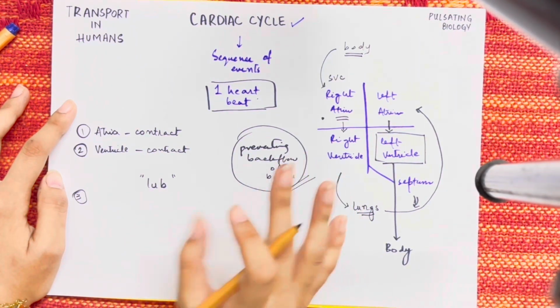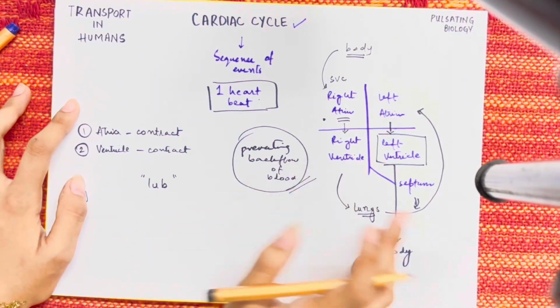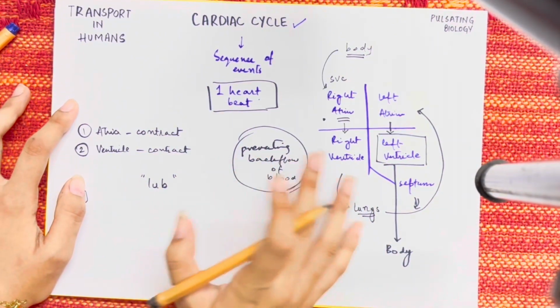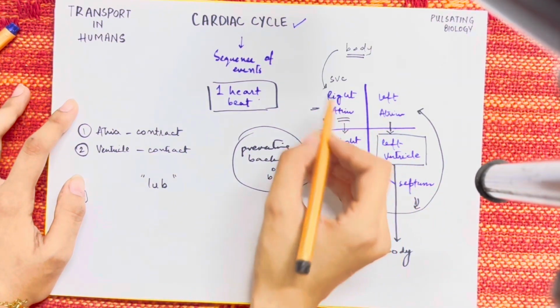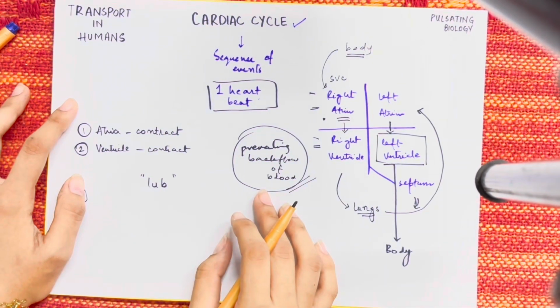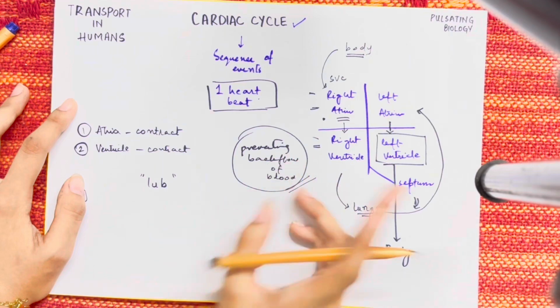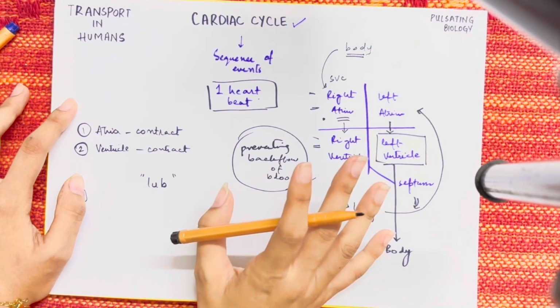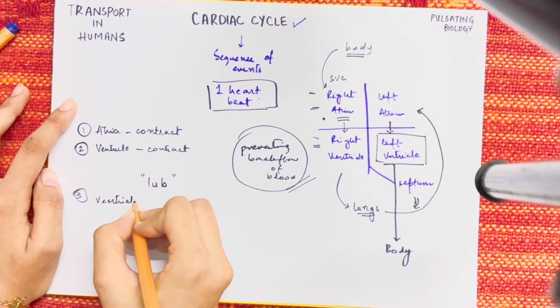Alright, once you understand the function of the valves, let's move on to the third pointer, which tells us that as the ventricles contract, the atria relax. Do understand that they work in constant contrast to one another. Whenever the atria relax, the ventricles contract, and at the beginning, when the atria contract, the ventricles relax. The right atrium receives the blood from the vena cava, while the left atrium receives the blood from the pulmonary veins.